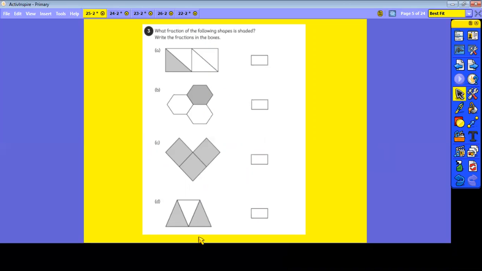What fraction has been shaded? And remember, your numerator and your denominators as you work out the answers.